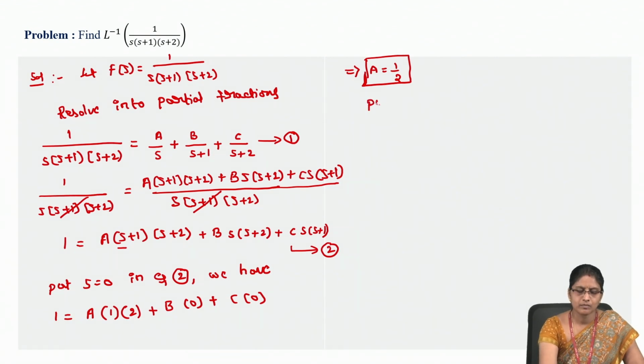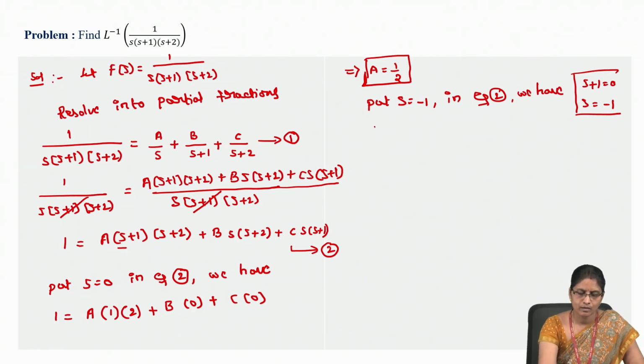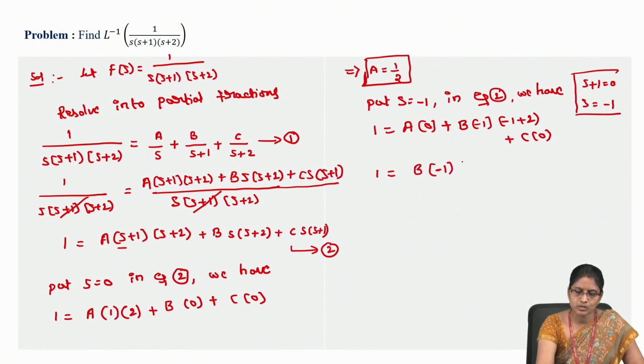Next, put s is equal to minus 1, because s plus 1 is equal to 0, then s is equal to minus 1, in equation 2. We have 1 is equal to a into 0 plus b into minus 1 plus 2, in place of s we are replacing, plus c into 0. 1 is equal to b into minus 1 plus 1. That implies b value is minus 1.